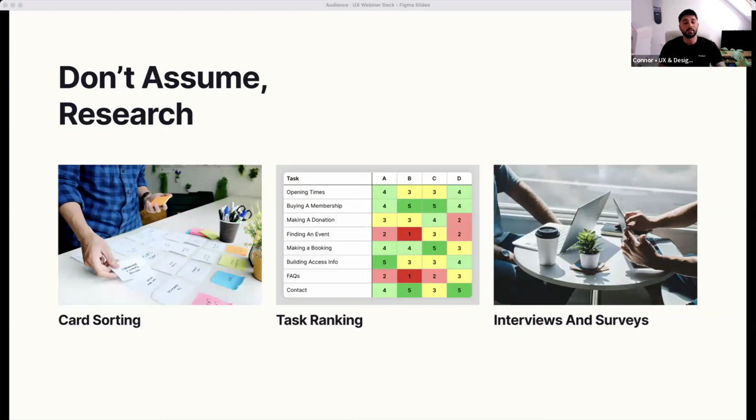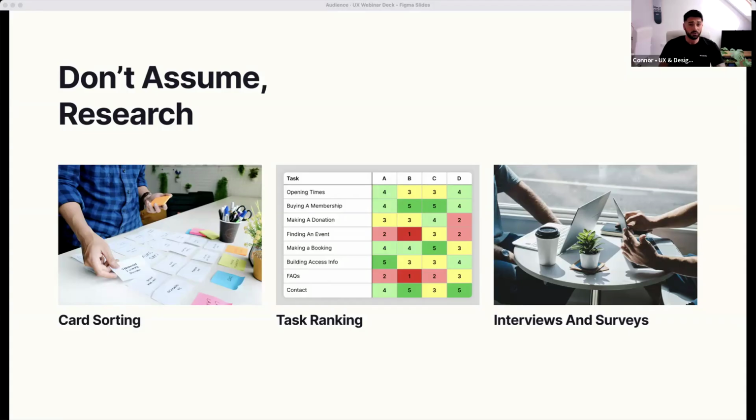There are many different research methods that we can take, and to go through all of this would require a whole new webinar, maybe one for the future perhaps. But here are some really simple ones that can have a big impact with very little effort. So the first one would be card sorting. This helps to create information architecture of the site.